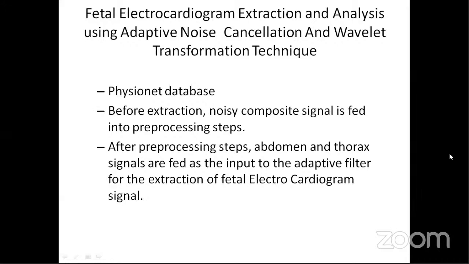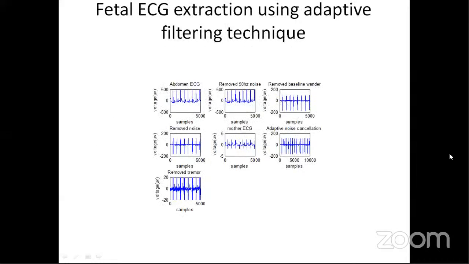In the database, there is a thorax signal, which is the mother signal, as well as the abdomen signal. By using the thorax signal as one input and the abdomen signal as the other, with feedback, the fetal ECG can be extracted by using the adaptive filtering technique.